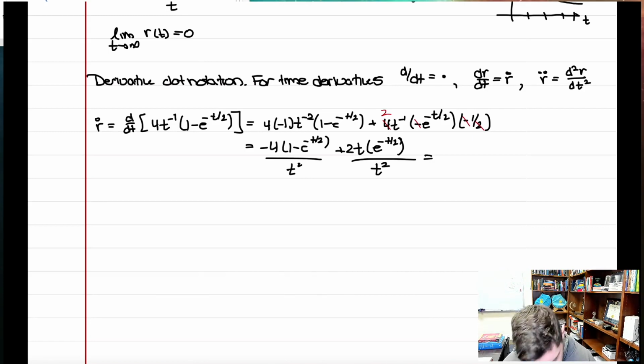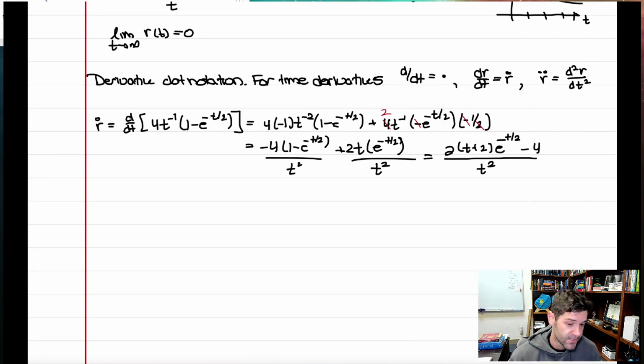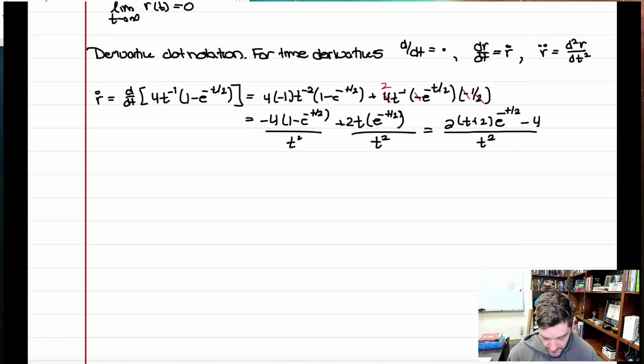And then if I simplify and do some factoring, it looks like it's 2 times (t plus 2) e to the minus t over 2. If I lump the exponentials together, there's a minus 4 left over, all over t squared. So if any part of that seemed magical or foreign, these are good things to review: product rules, chain rules, when you have combinations of complicated functions. So there, okay, that's the derivative.